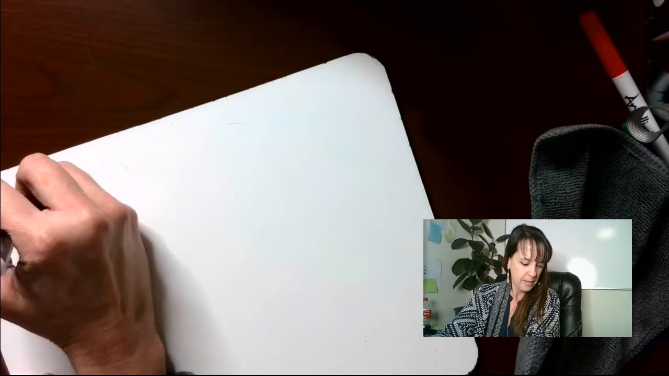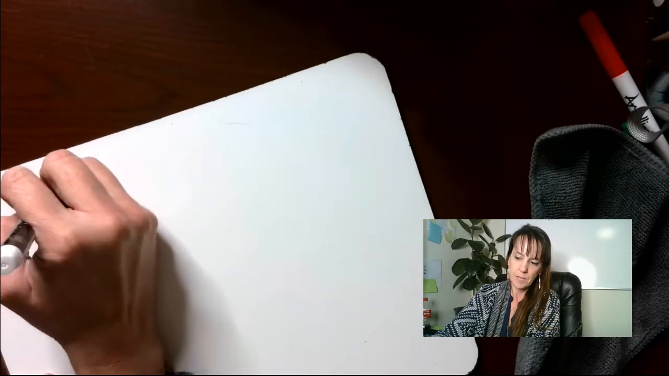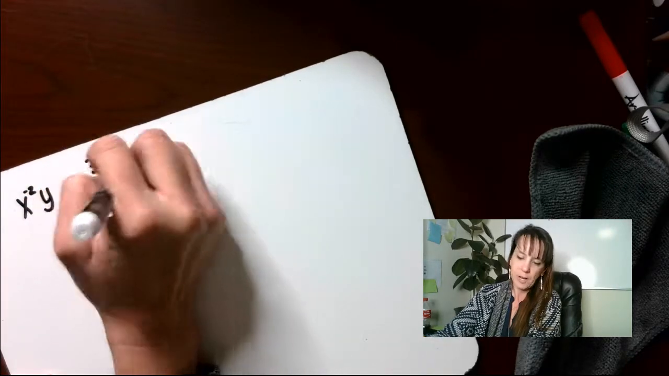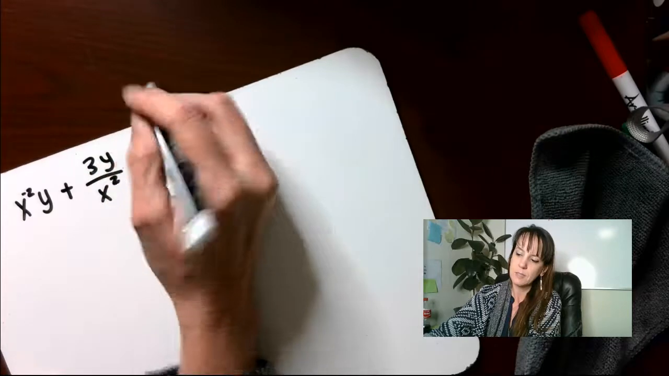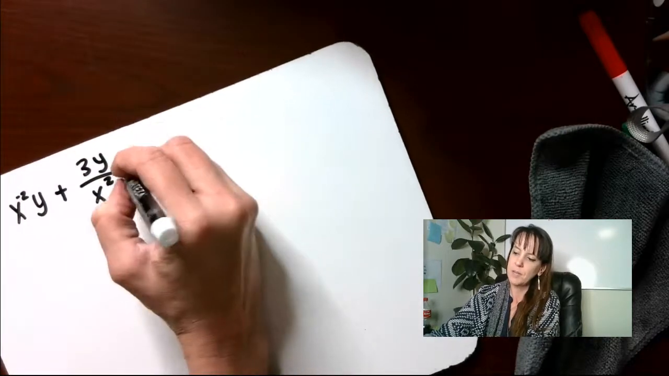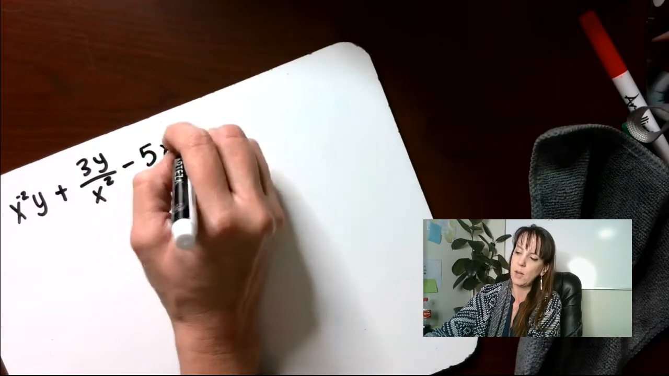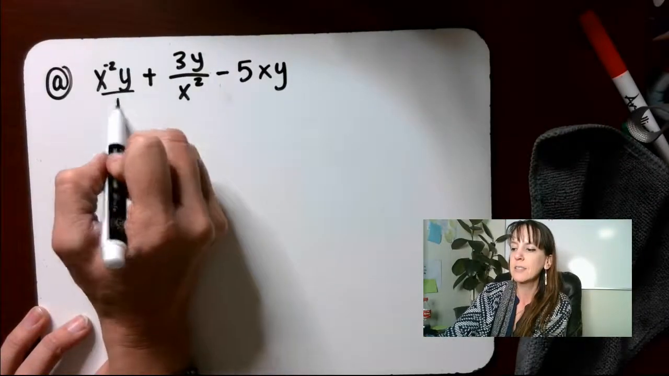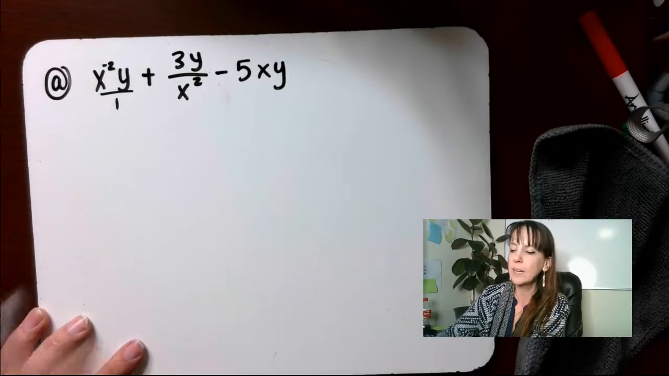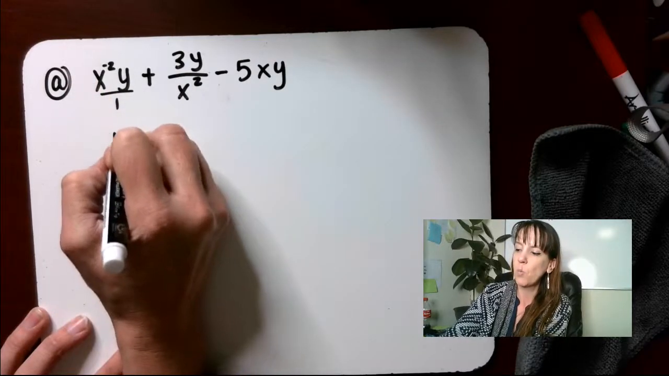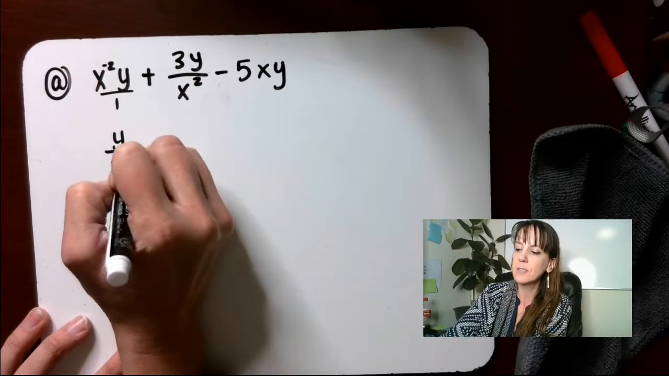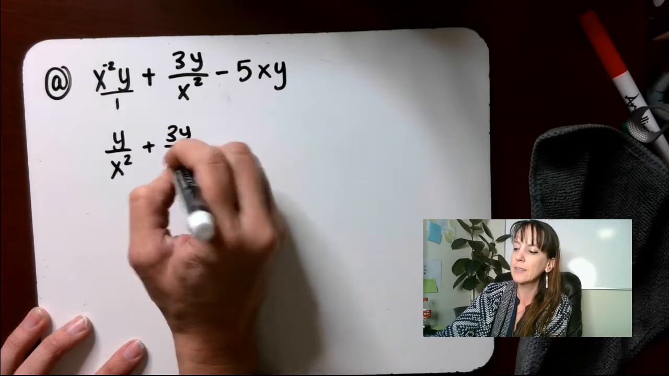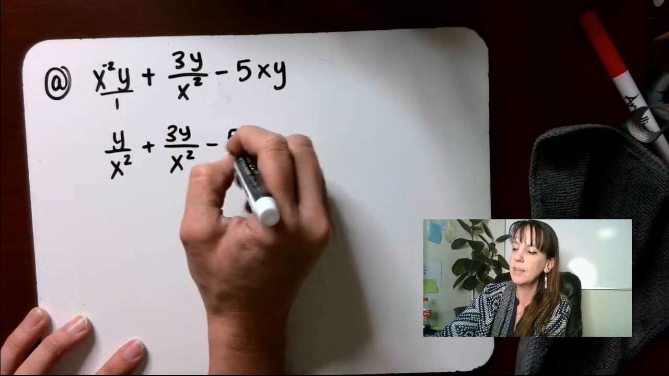All right, x negative 2, y plus 3yx2 minus, I said minus, then I wrote a plus, minus 5xy. All right, we got 3 chunks in here. This is currently over 1, right? This has to go downstairs. So what we have is y x squared, because I changed that, plus 3yx squared minus 5xy.